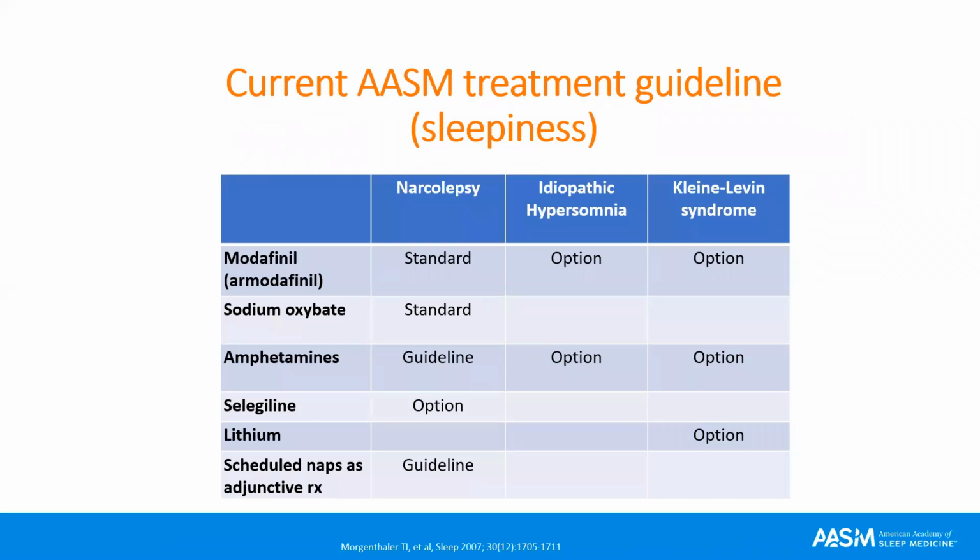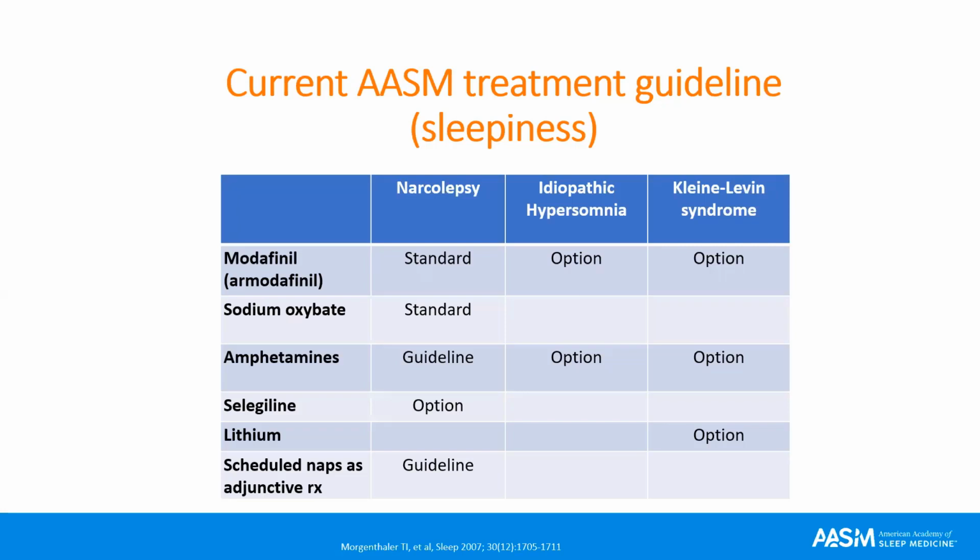The AASM practice guideline for these disorders is from 2007. There will be a new one very soon, but there's not a new one now. So here's the current evidence. Standard is the highest level guideline. Intermediate and option is the lowest.